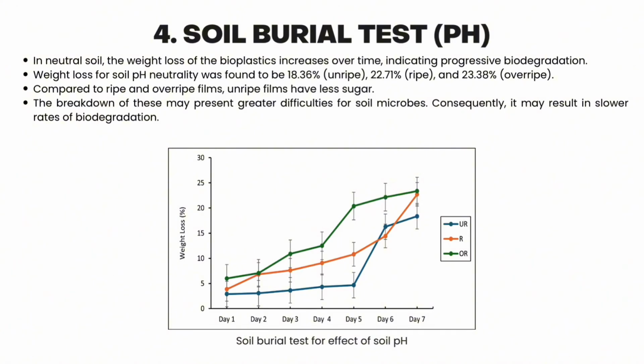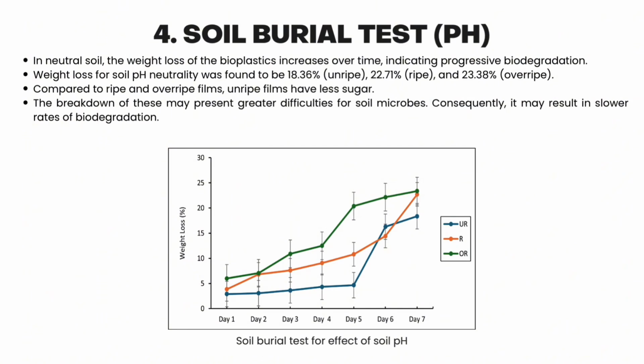Now, let's move on to the soil burial test, specifically focusing on the effect of soil pH on the biodegradation of the bioplastics. Our test showed that in neutral pH soil, the weight loss of the bioplastic increased steadily over time. This indicates that the biodegradation process is progressing smoothly under these conditions. As the bioplastic breaks down, the loss of material is a clear sign of microbial activity and decomposition.